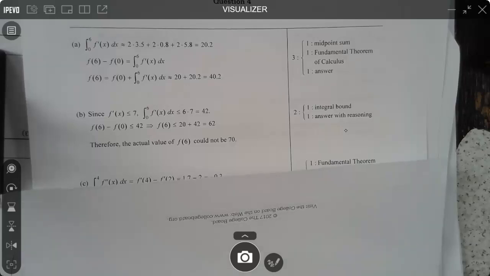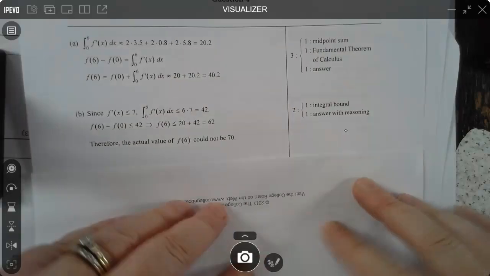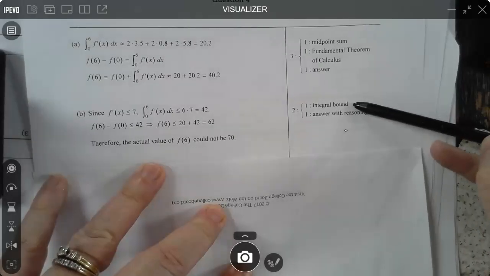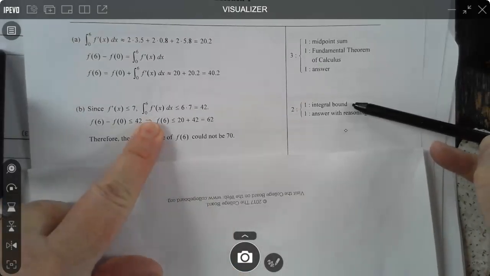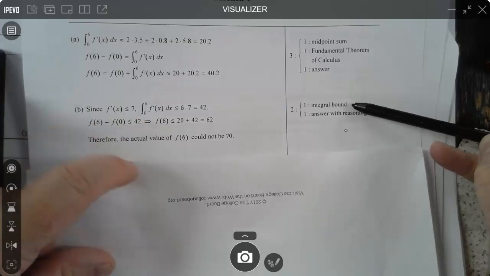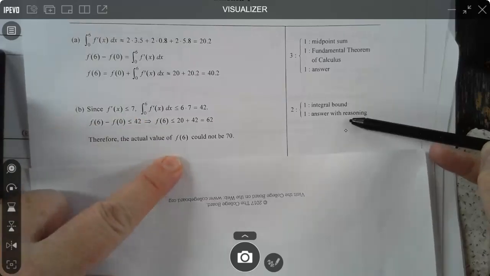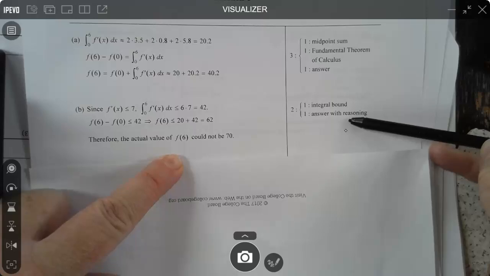So I don't know. I was so frustrated with this one. I got no points for this one. I looked for integral bound, so I probably looked for this. And then if you said it could not be, and I thought you knew what you were talking about, you didn't do any of that.